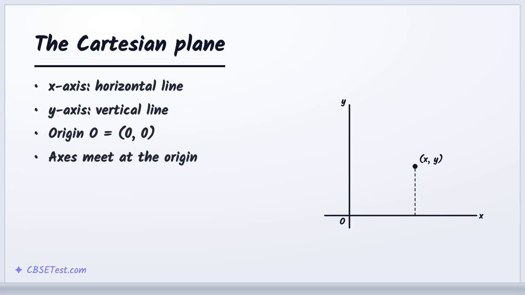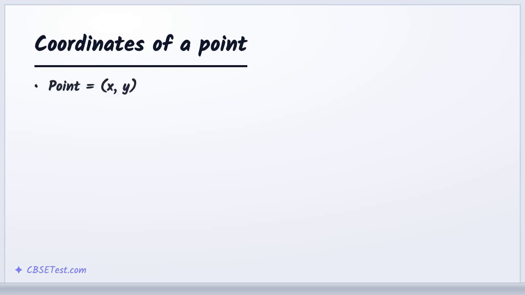Draw a horizontal line, the x-axis, and a vertical line, the y-axis. They cross at a point called the origin, written 0, 0. Together, these axes form the Cartesian plane. Every point is named by an ordered pair x, y.